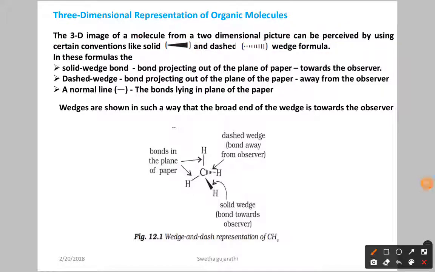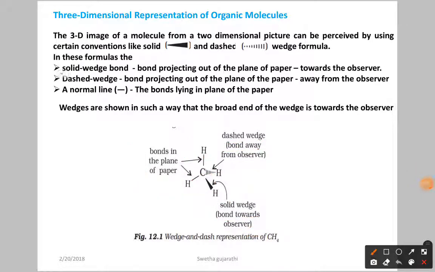So here you can see the example. These normal lines, these two lines, indicate bonds in the plane of the paper, means they are present on the paper. Now this dash line, the dash wedge bond, is away from the observer, means it is far away from the observer. You can take it as below the plane of the paper. Here this solid line indicates a bond towards the observer, means it is very close to the observer. So it is above the plane of the paper.